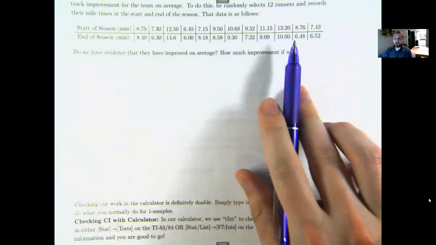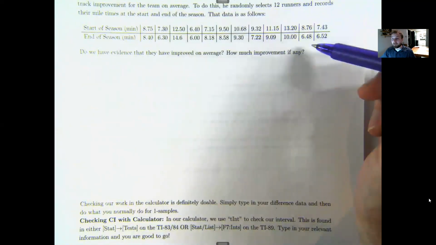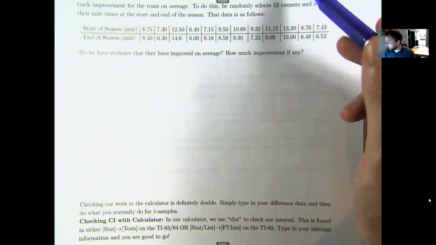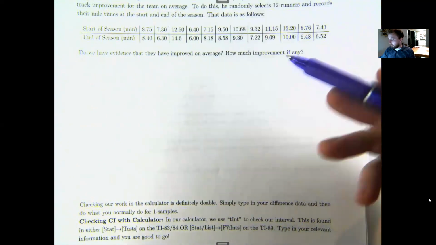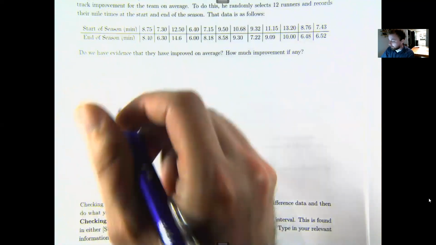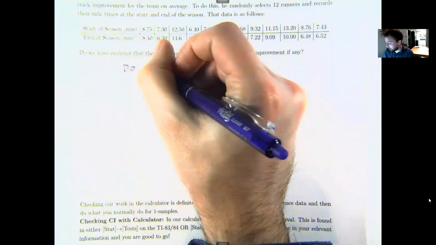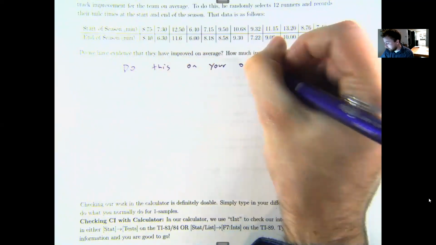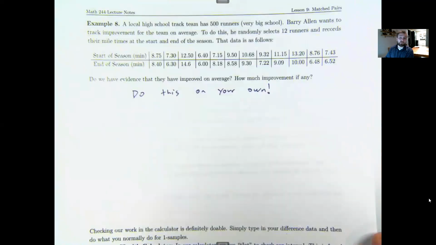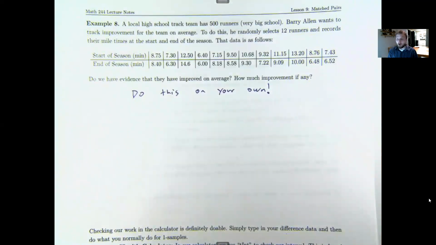So I've got a really data-heavy problem that I would encourage you to go through. This is looking at starting and ending times for the mile for 12 runners at a high school to see if they've been effectively trained. I strongly, strongly recommend doing this on your own just to see what kind of results you end up getting. You can always email me and I'm happy to help you out with questions like these, but try this one and see what you get.